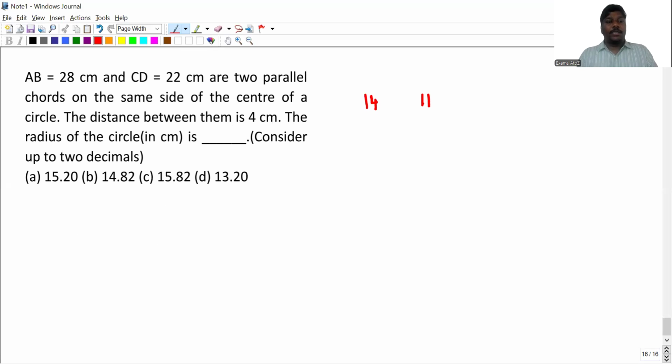So, two parallel chords on the same side of the center of the circle. The distance between them is 4, he says. But what distance did we get? 3a. So this is a, this is b, this is x. That means this becomes 4.